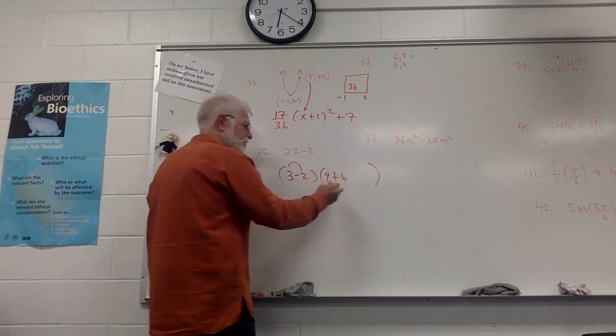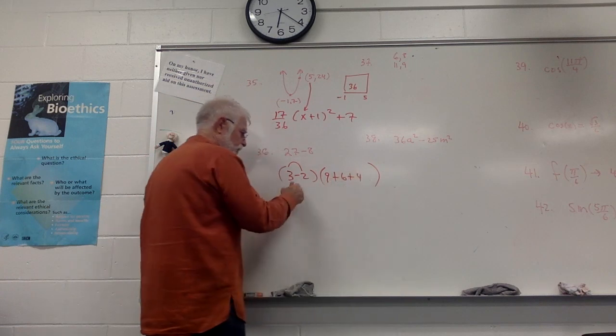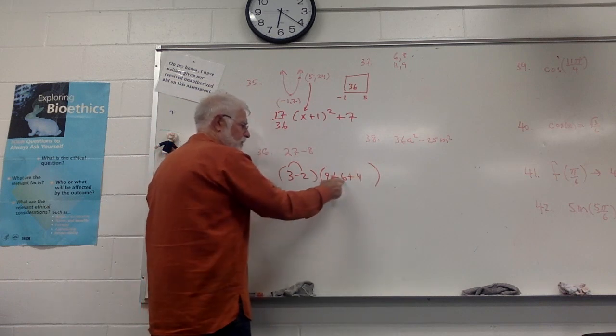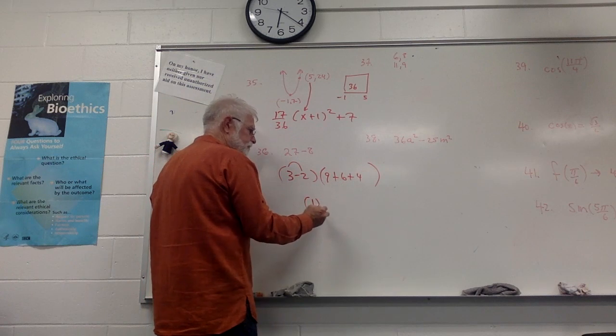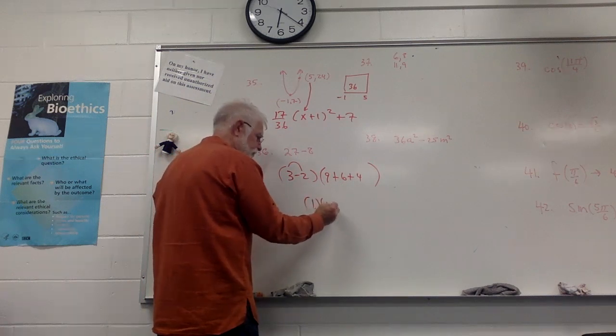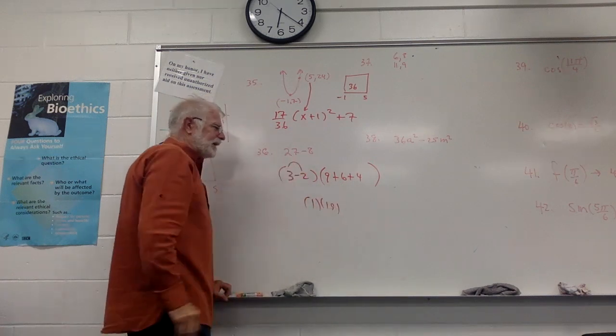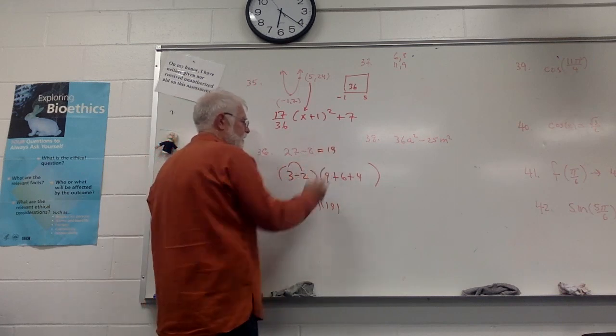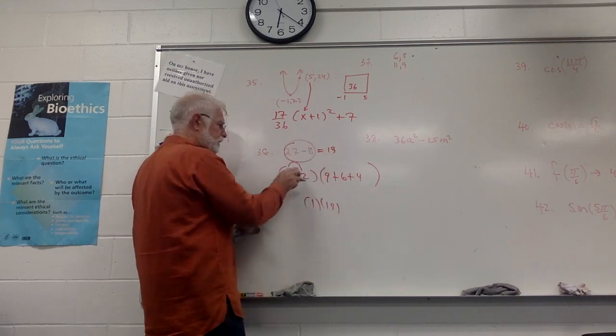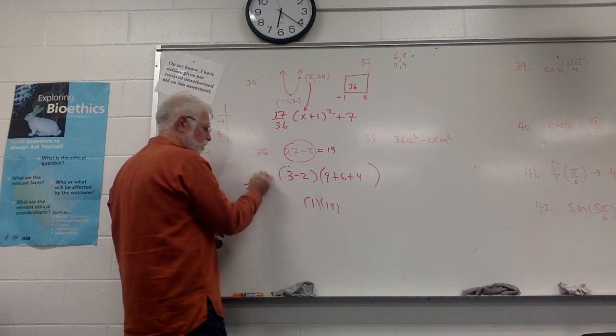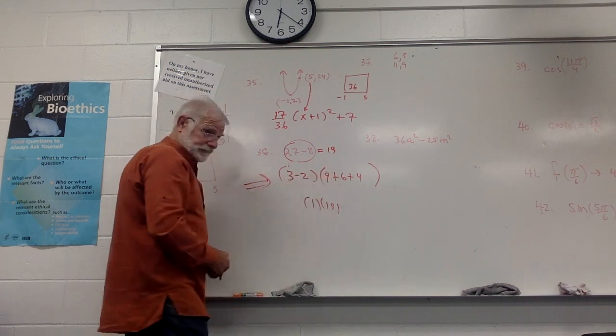You square the last term. 3 minus 2 is 1. 15 plus 4, 19. Guess what 27 minus 8 is? 19. But instead of showing it as a difference, I am now showing it as a product.